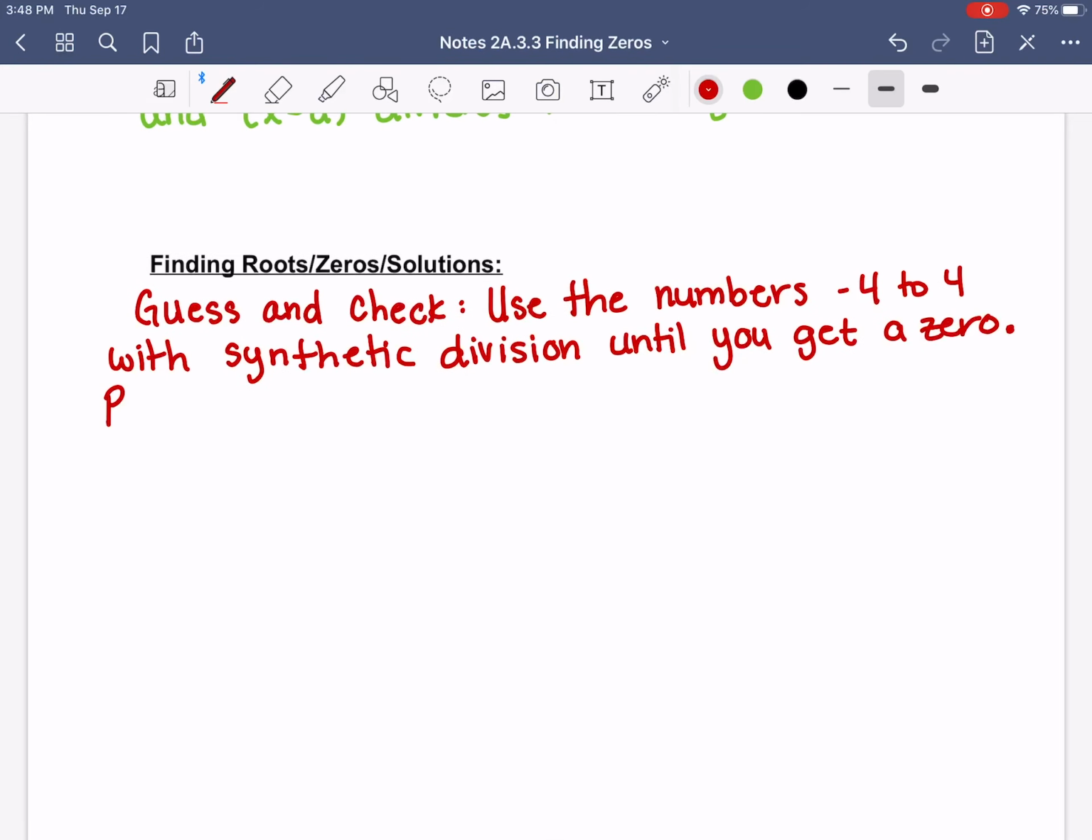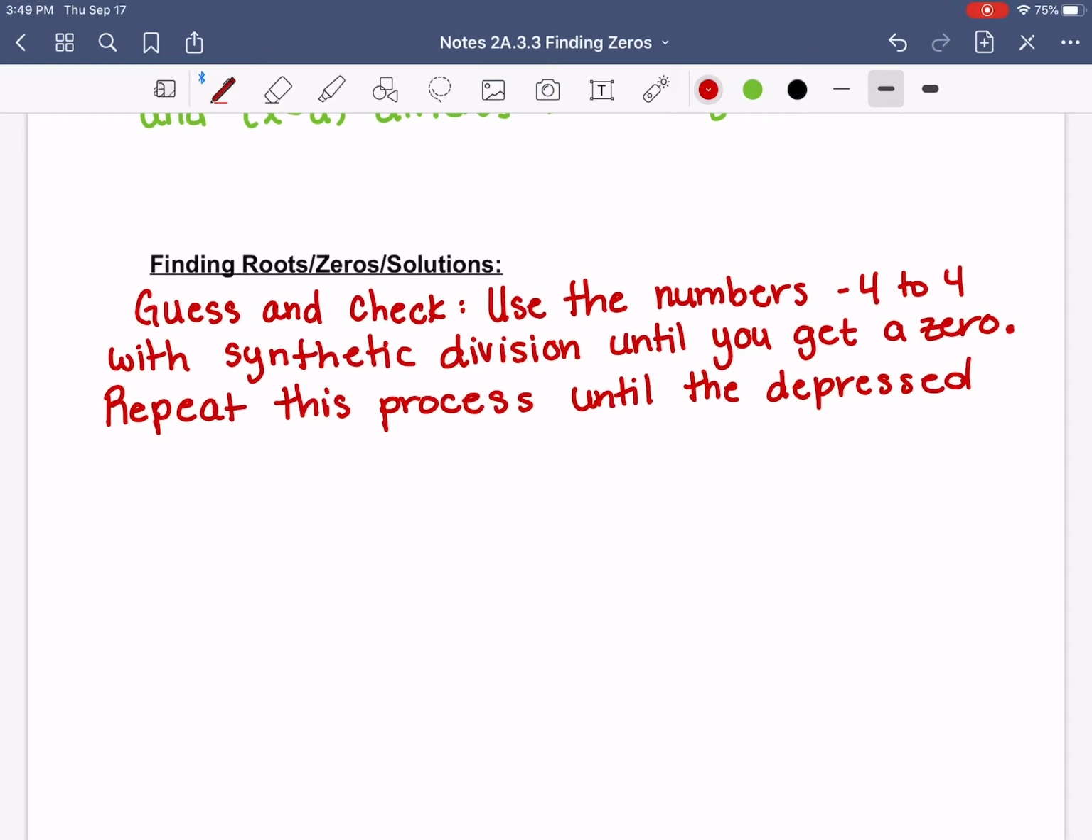You're just going to repeat this process until the depressed polynomial is a quadratic. Then solve that using factoring or quadratic formula.